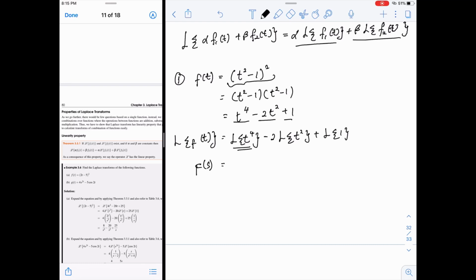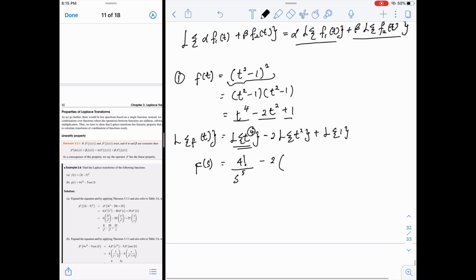This term you will have to identify what is the value of n over here, because we need to have n factorial over s to the n plus 1, so we have 5 over here. We have 2, and then you need to consider to Laplace the t squared. So what you will have is 2 factorial over s cubed, and then for this one you will have 1 over s.